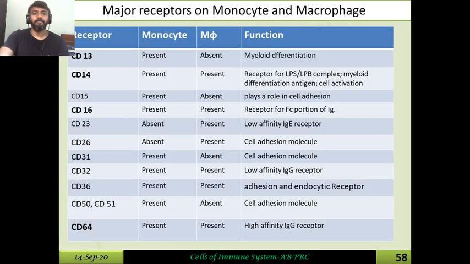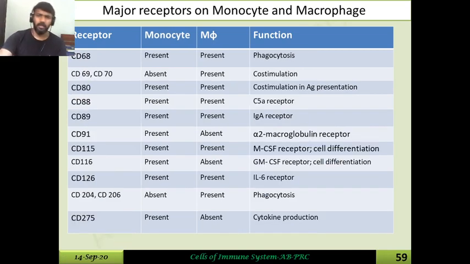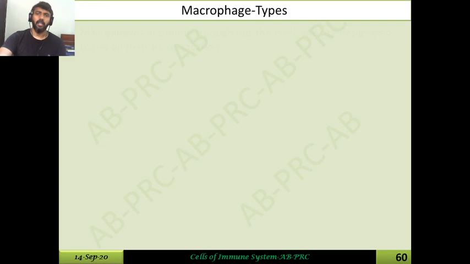Okay, then these are certain receptors commonly found on the macrophage and monocytes. You can see a number of receptors are there. CD6, CD13, 14, 16, 64, etc. are the important ones, and still many receptors are there. I am not explaining in detail.